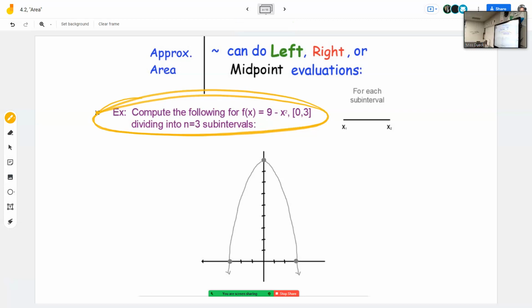Or as Josh saw in homework, and maybe some others of you did as well, sometimes they ask for upper or lower, but then you have to figure out if that's left or right based on the nature of the curve.